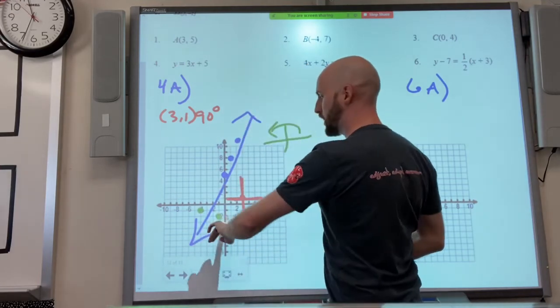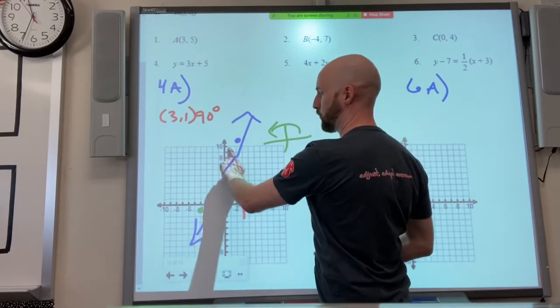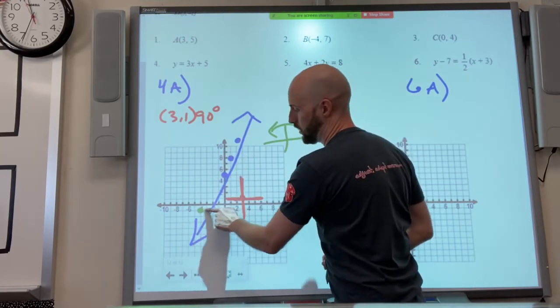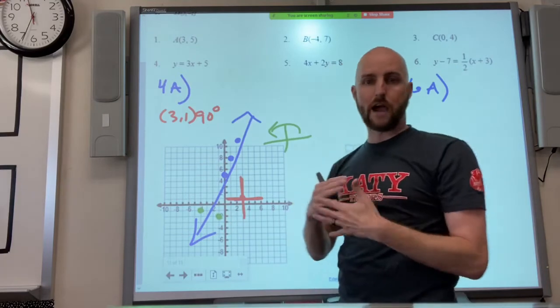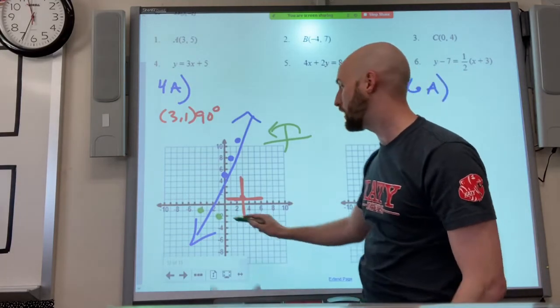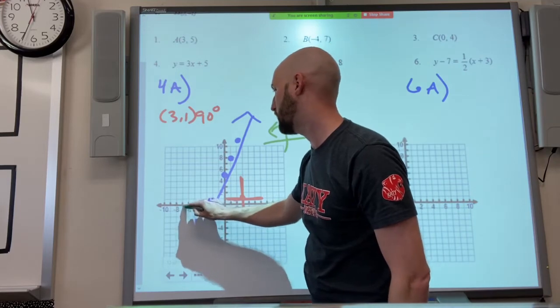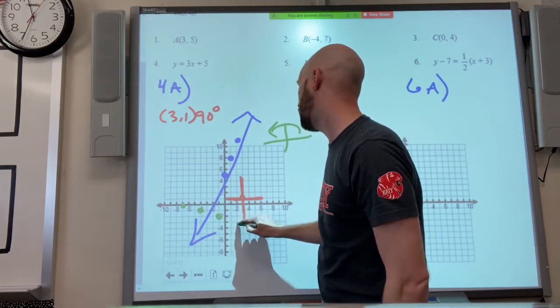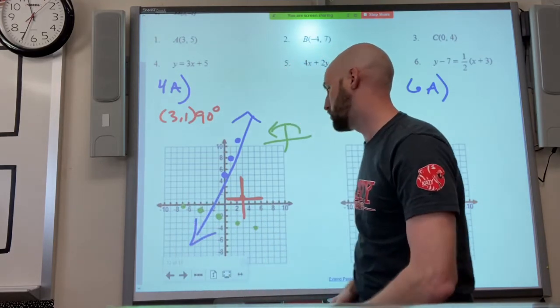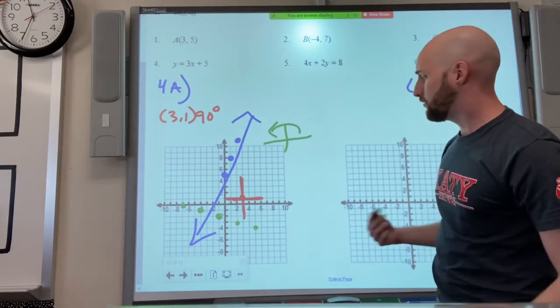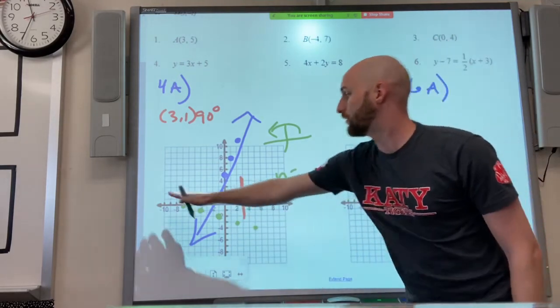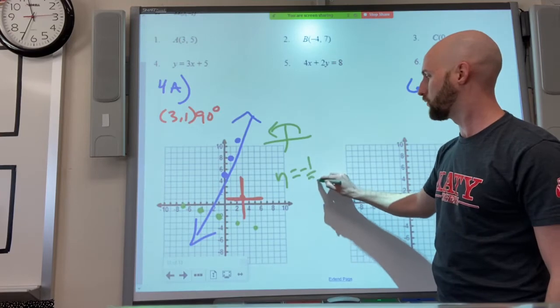I do feel pretty comfortable because this is like up 3 over 1, and this does look like a 1 and a 3 general pattern. I feel pretty comfortable I did that right. And at this point, if you wanted to go 1, 1, 2, 3 and just sort of visually follow that pattern, you're free to do that. The answer here is going to be y equals a negative slope of 1 over 3x.